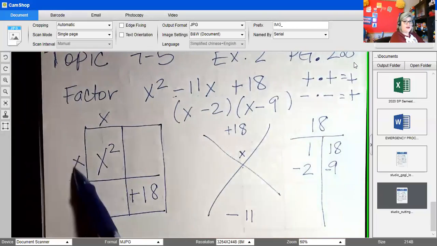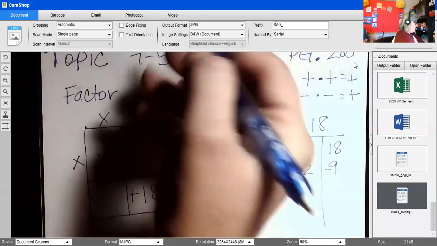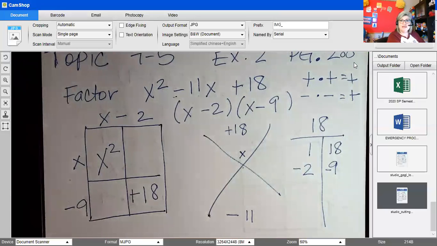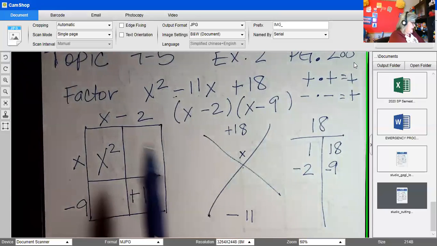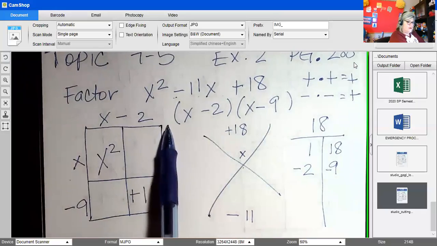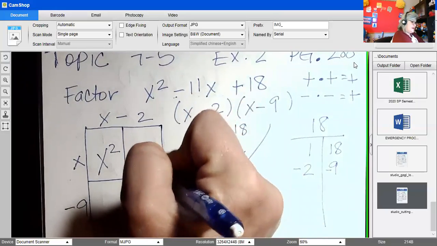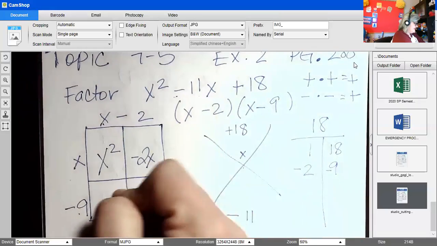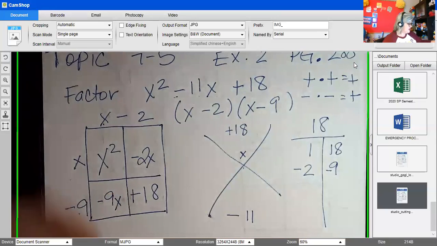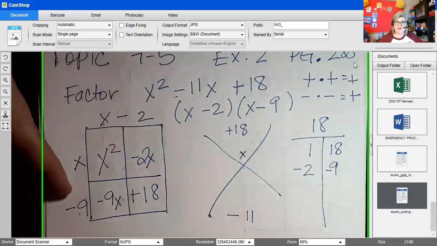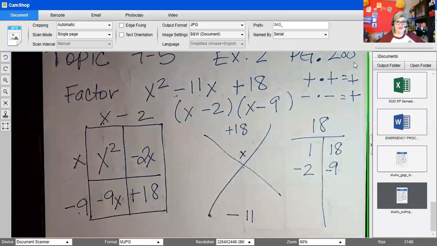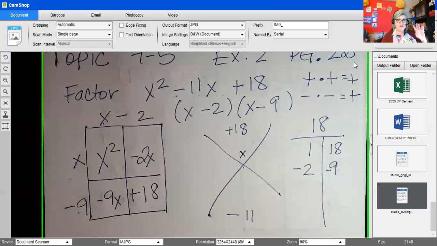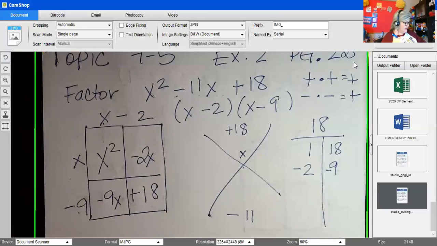And we can verify that going back to our box. If we put the x minus 2 here and the x minus 9 here, and continuing on with the area model, x times a negative 2 is going to give us negative 2x. X times a negative 9 is going to give us a negative 9x. And then just verifying, negative 2 times negative 9 equals that negative 18. So that all works out, it checks out, and we're good to go.